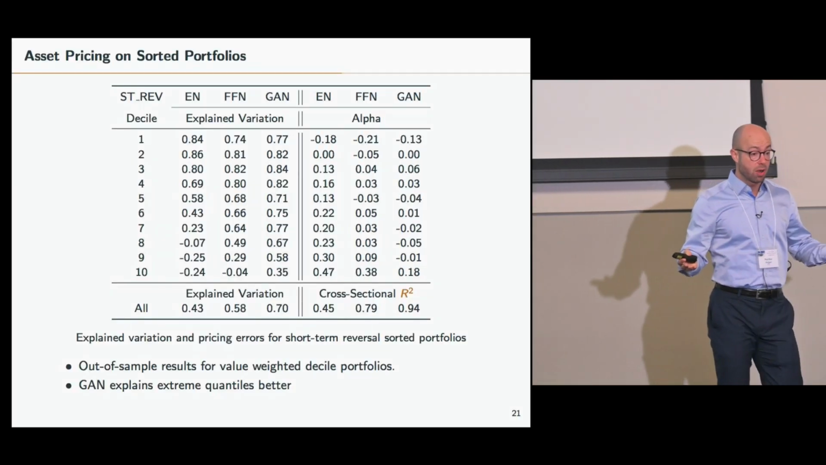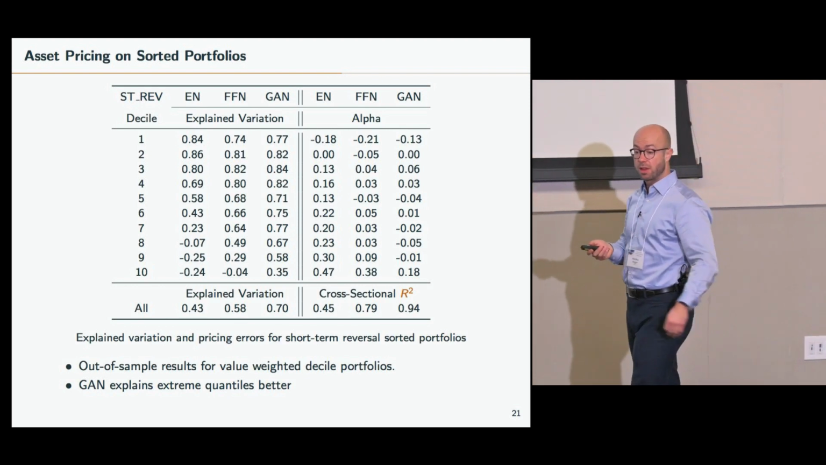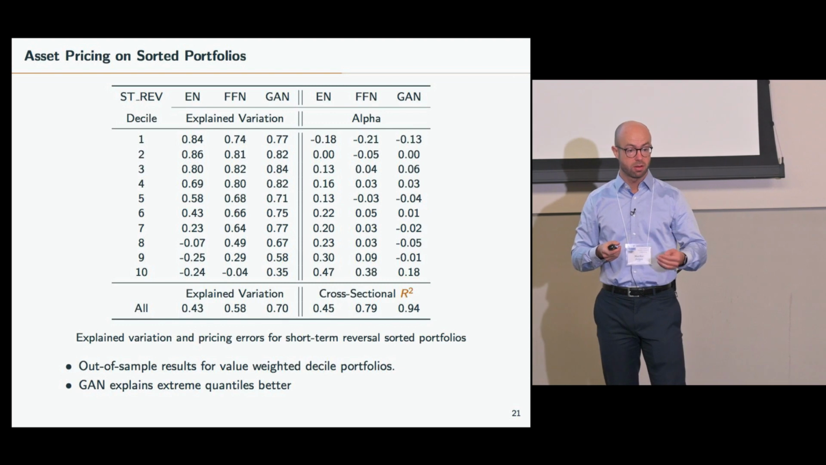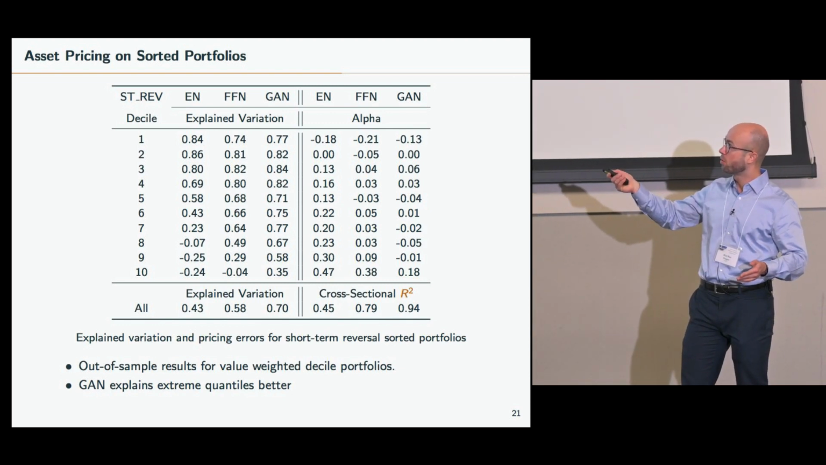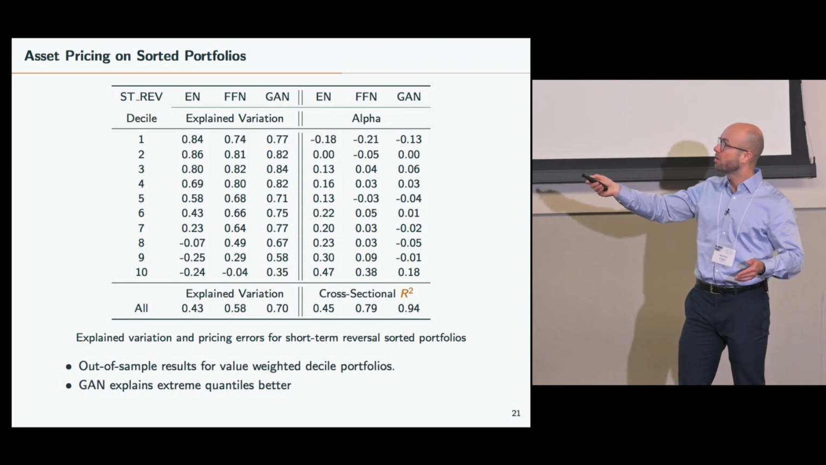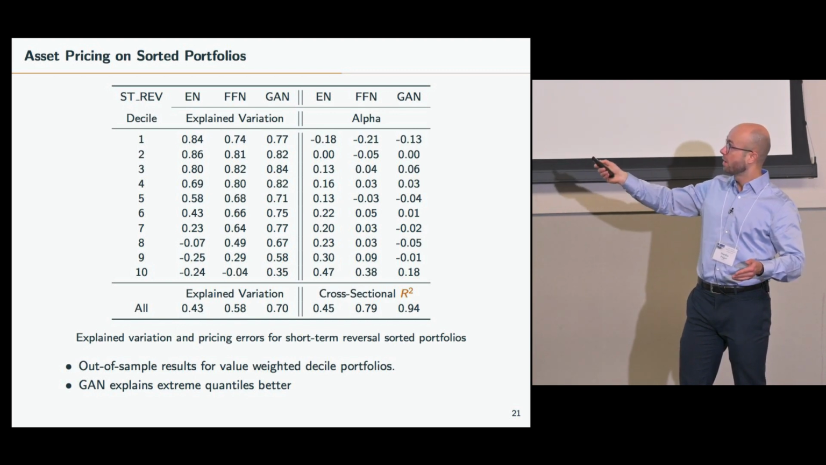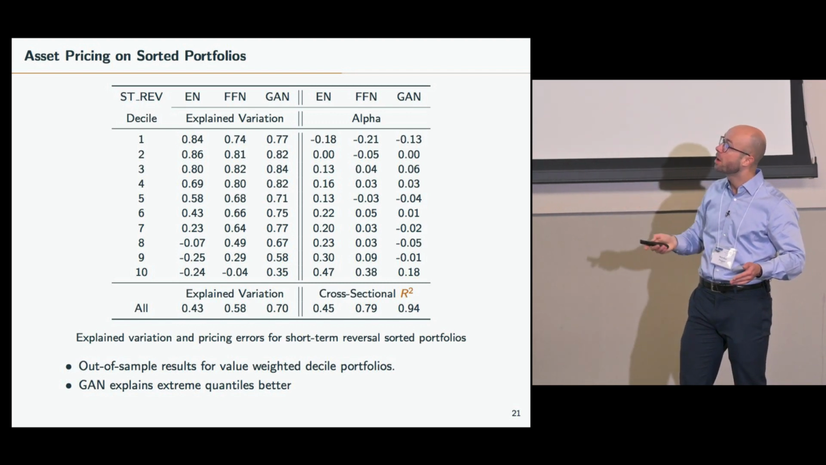But this paper is about asset pricing, so let's go back to standard test assets. Here I'm looking at value-weighted, characteristic sorted deciles. I start with short-term reversal sorted portfolios. The main point is that our model is almost twice as good compared to a simple forecasting model or a linear model. When it comes to explaining variation, it's also much better when it comes to the cross-section R squared, almost twice as high.